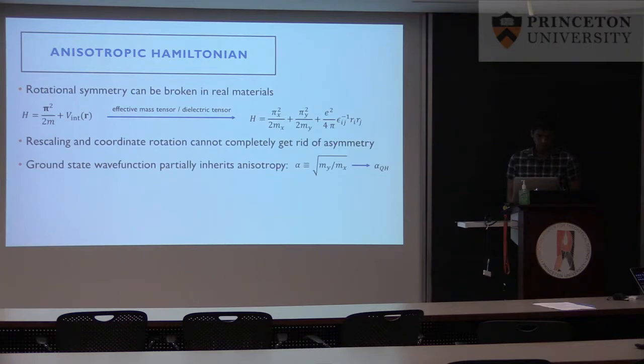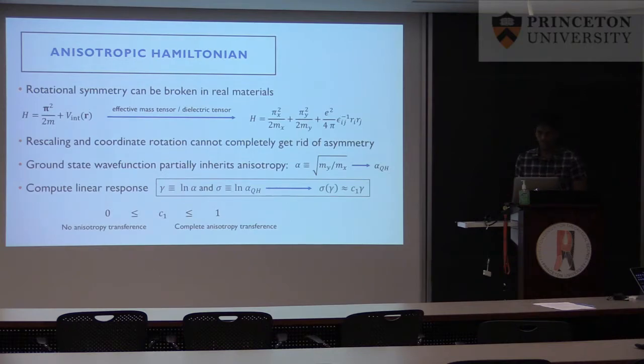Now the question is, given that the Hamiltonian has this anisotropy quantified by the square root of the ratio of the effective masses, we call it alpha, to what extent does the many-body ground state know about this Hamiltonian anisotropy? So that is alpha QH. So the focus of this talk is to compute the linear response for different kinds of interactions. So we make the Hamiltonian a little bit anisotropic, which means we change alpha to be a small number, a little away from 1 plus something, and we measure what the ground state wave function feels.